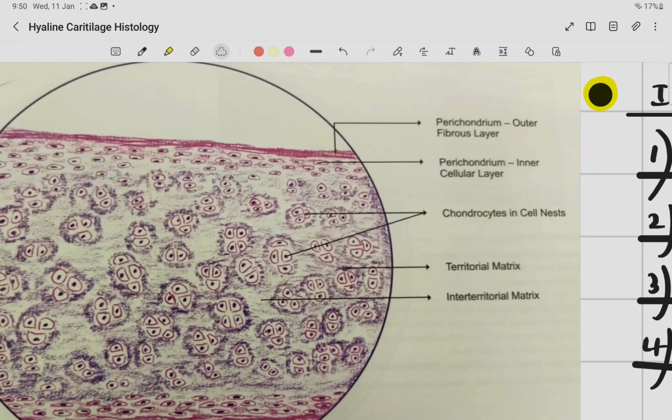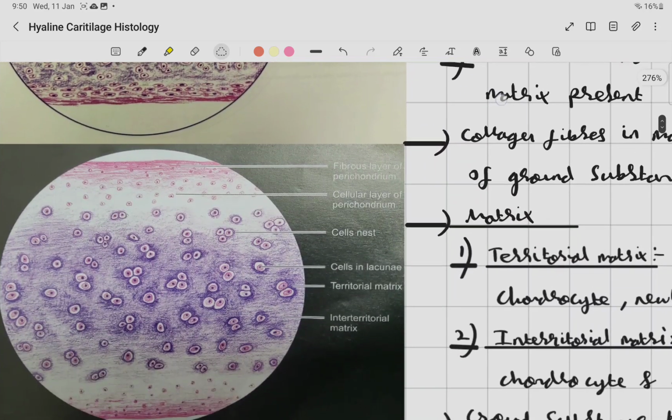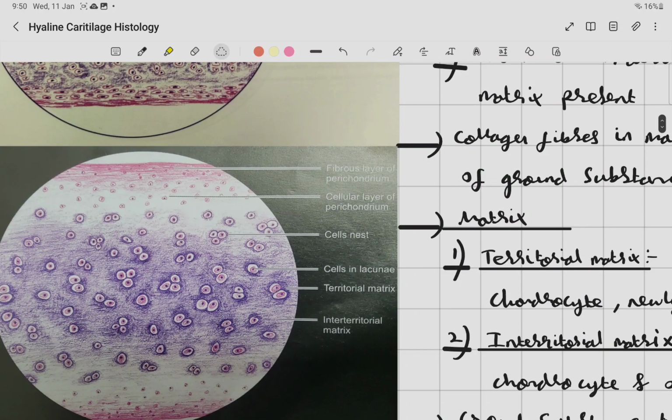Then the chondrocytes are arranged in cell nests of 2 to 6, with the territorial matrix surrounding the chondrocytes and the interterritorial matrix present between the chondrocyte nests. Now let's see the next diagram: the fibrous layer of perichondrium, the outer layer, is made up of collagen fibers, and the cellular layer is made up of chondrogenic cells that help in the appositional growth of cartilage.